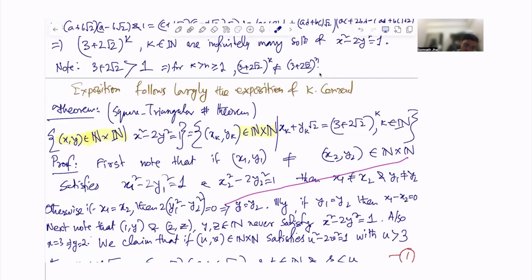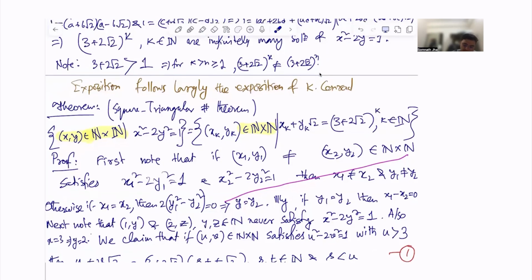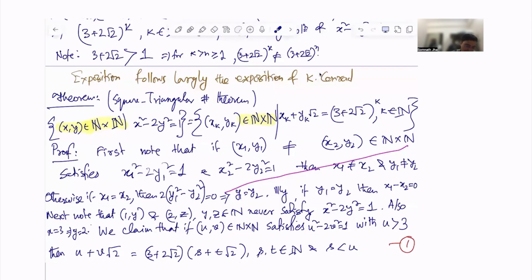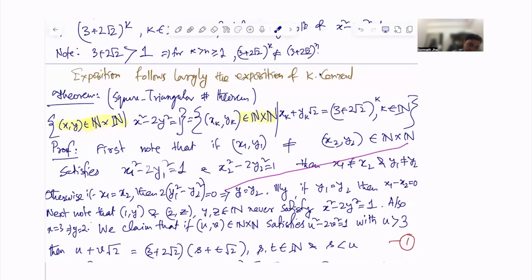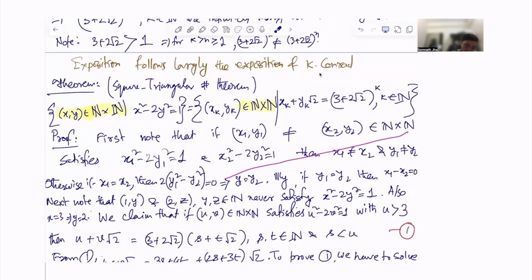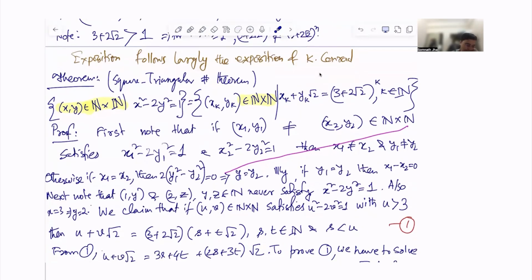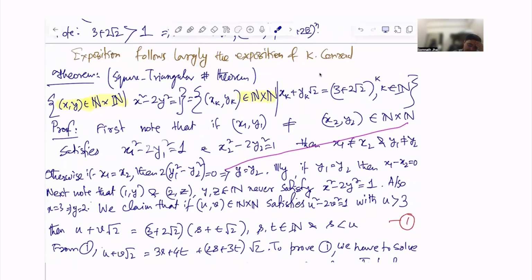So we claim that if u, v belongs to natural numbers and satisfies u square minus 2v square equal to 1 with u greater than 3, then it has to be equal to 3 plus 2 root 2 into s plus t root 2, where s, t are in n and s is less than or equal to u. Okay, first we'll prove this. To prove this, this is easy actually. So you want to solve that.